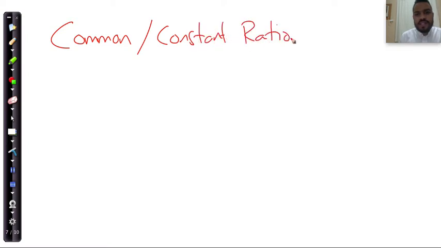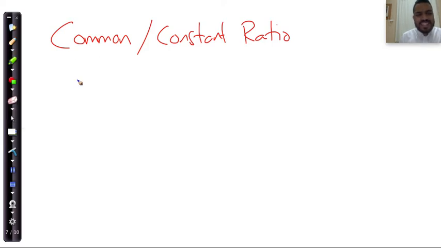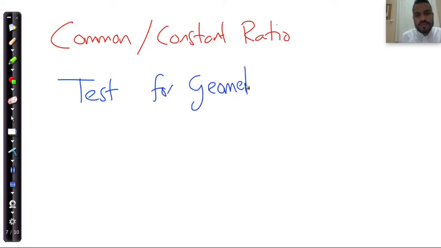So I'm going to put their common ratio, aka constant ratio. And the constant ratio has a specific formula to determine it. Okay, and how do you get this? Well, this is really the test for a geometric sequence.